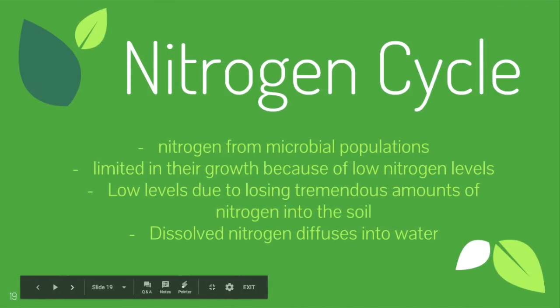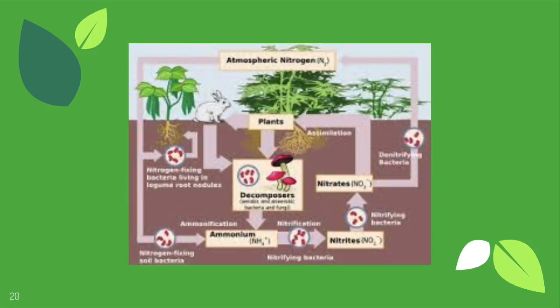Nitrogen is essential for all plants and animals. However, plants cannot use the chemical form of nitrogen that exists in the air. When plants or the consumers that eat plants die, nitrogen is released into the soil and water. In tropical rainforests, the large microbial populations are responsible for nitrogen fixation. Many tropical rainforests are limited in their ability to grow because of low nitrogen levels due to losing tremendous quantities of nitrogen into the soil and into water as dissolved nitrogen.